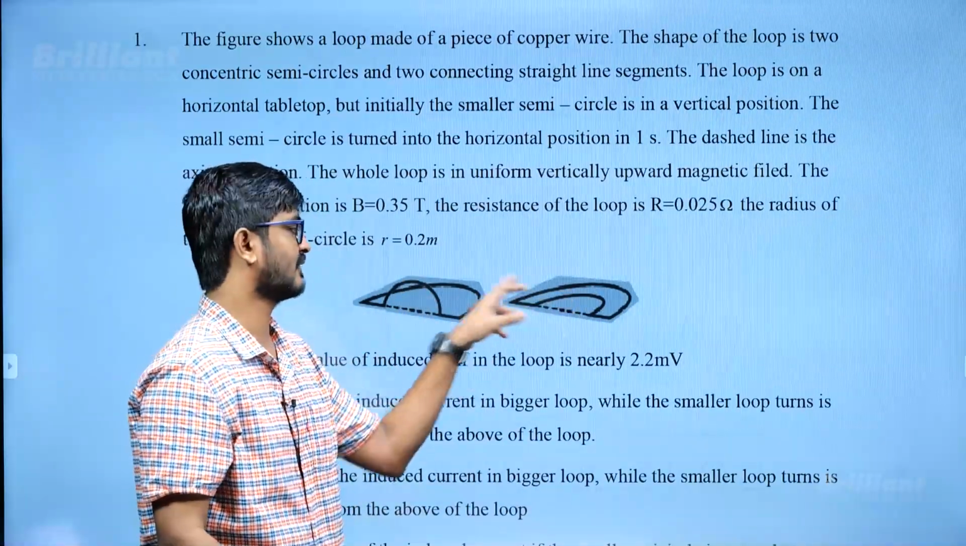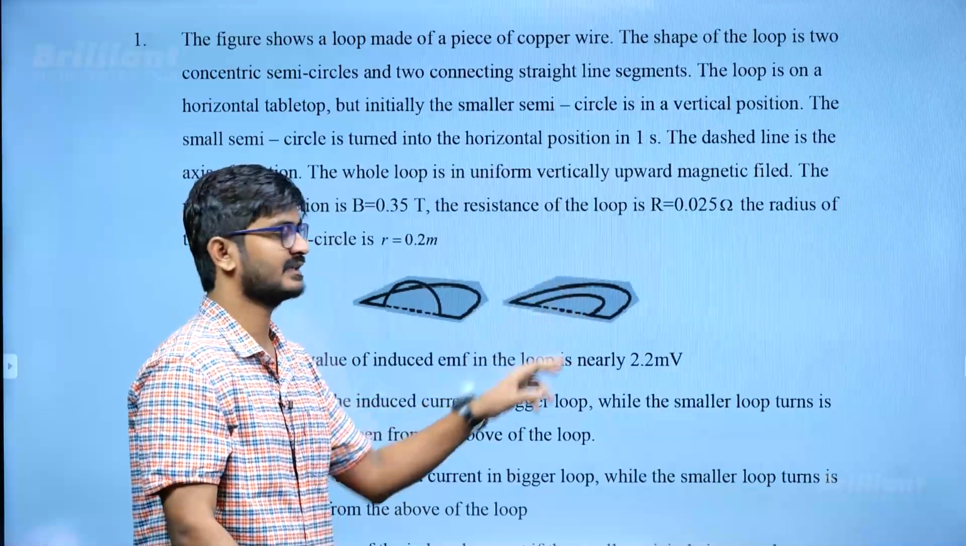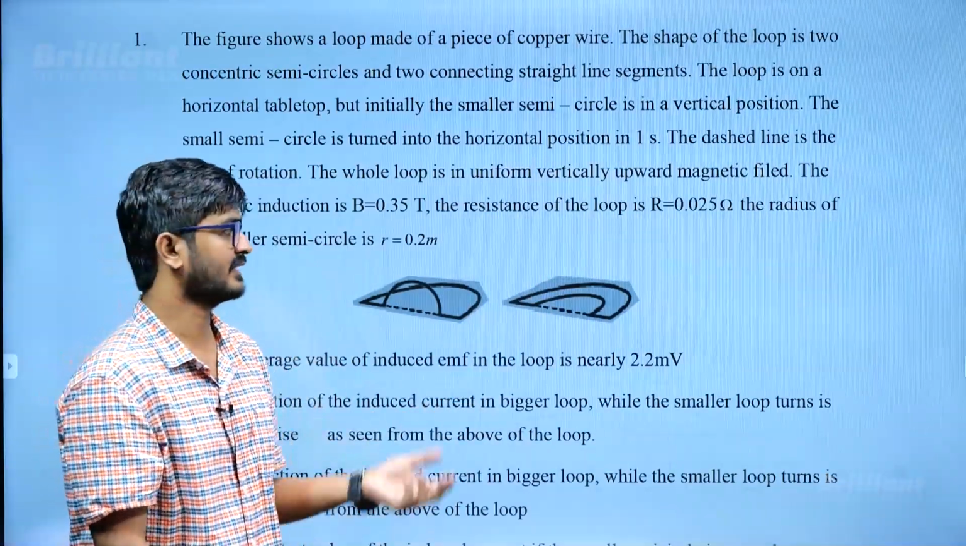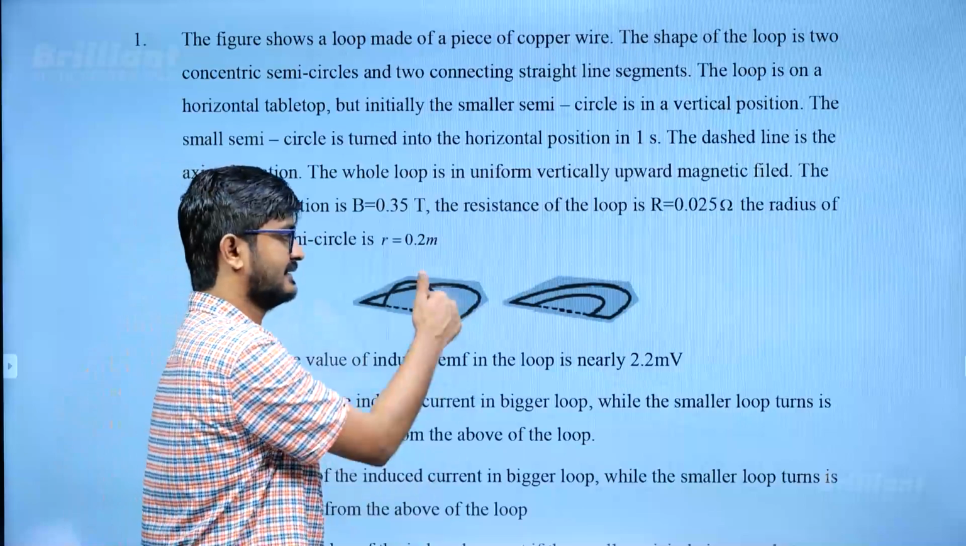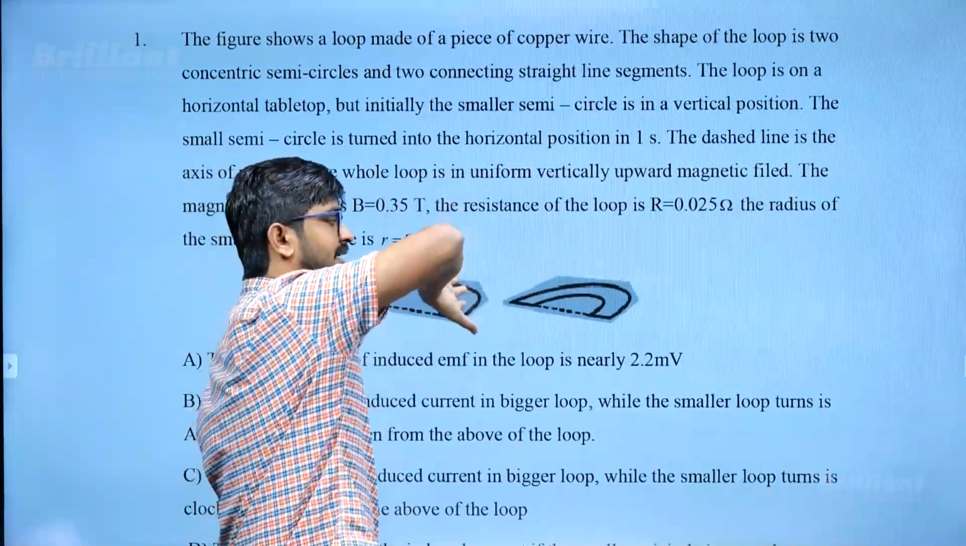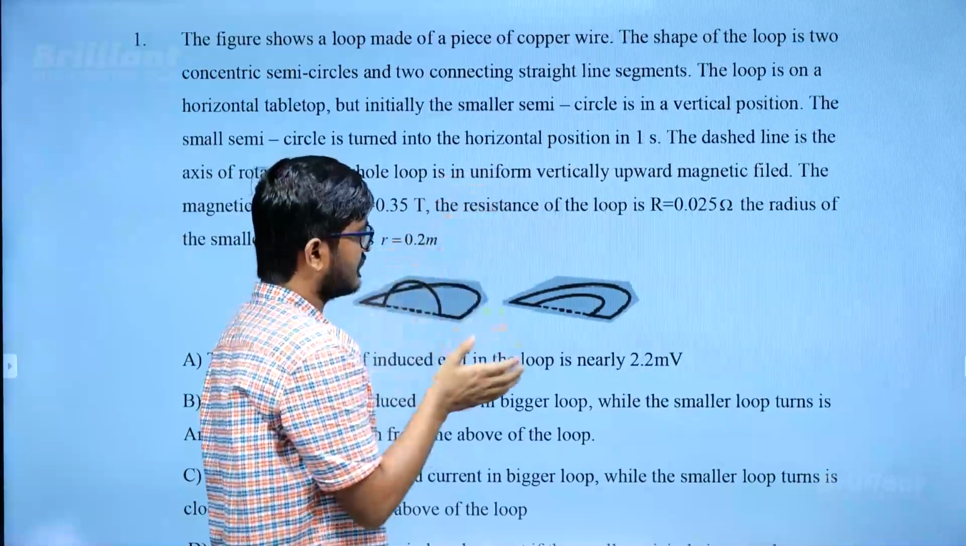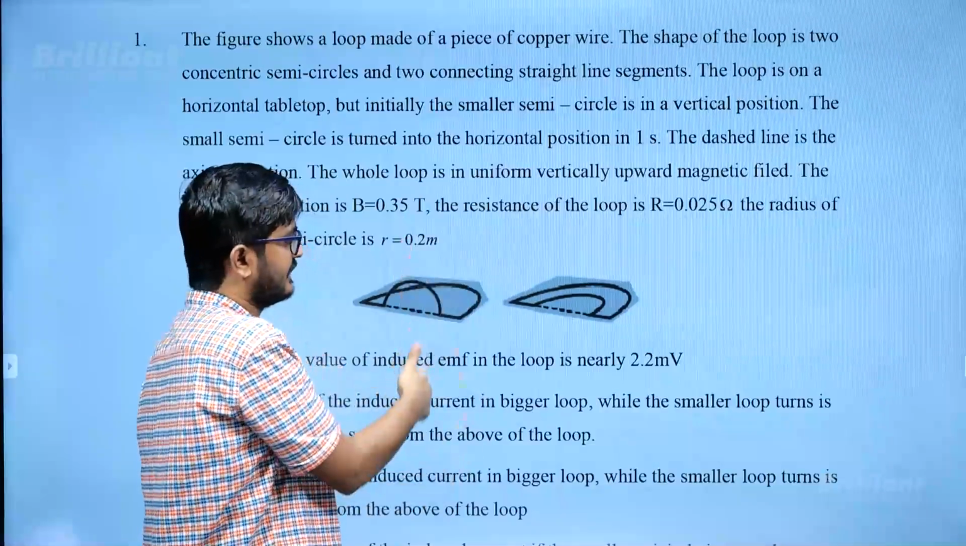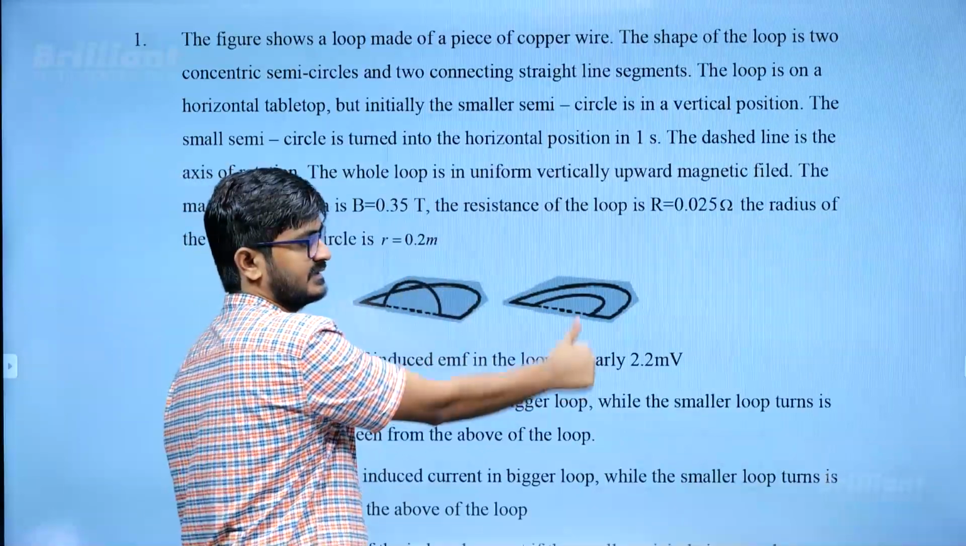So what is happening to the flux? What is happening to the area affected by the flux? It is decreasing. So what will happen to the flux? Flux will decrease. If the flux is decreasing, when you are observing from the top, what will happen? The current will try to create some flux in that direction, right? Initially flux is more, later on flux is less.